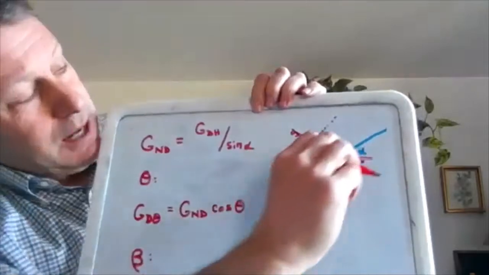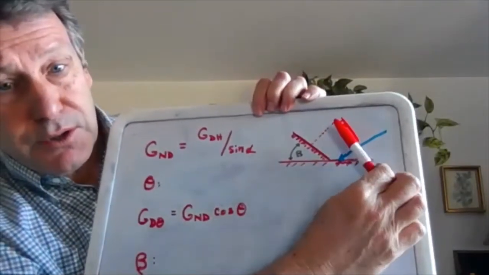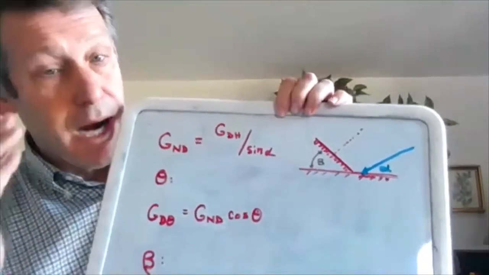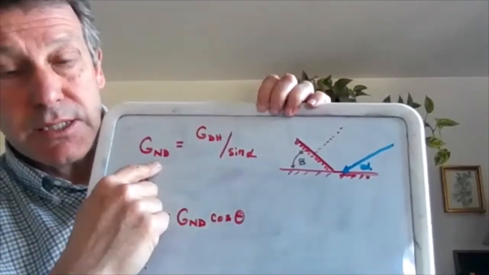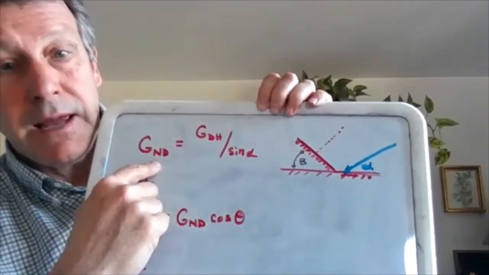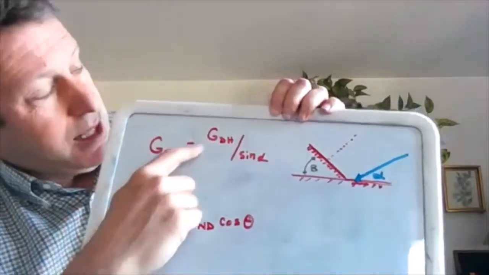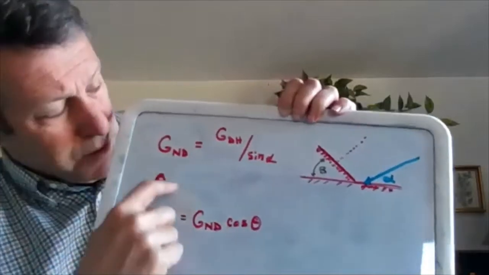And obviously, we had the idea last time that if you had a surface that was perfectly perpendicular to it, the intensity would be higher. And here's our formula for that. So to get the intensity on a surface that directly faces the incoming solar direct rays, you can take G_DH and divide it by sine alpha. So that's old news. Okay, what does theta stand for?